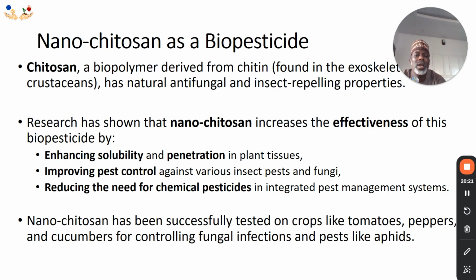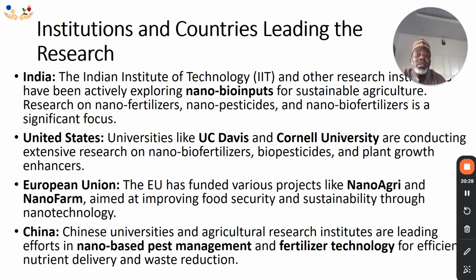Nanochitosan has been successfully tested on crops like tomato, pepper, and cucumber for controlling fungal infection and a lot of other pests like aphids. A lot of institutions around the globe have performed very wonderful research. In Nigeria, my research group is doing a lot of work on all these aforementioned nanofungicides, nanopesticides, and nanoinsecticides. Also in India, research institutes such as the Indian Institute of Technology are engaged in extensive research on nano bio inputs for sustainable agriculture. So research on nanofertilizers and nanopesticides is a significant focus that we need to give attention to if we are to achieve food security and food safety.